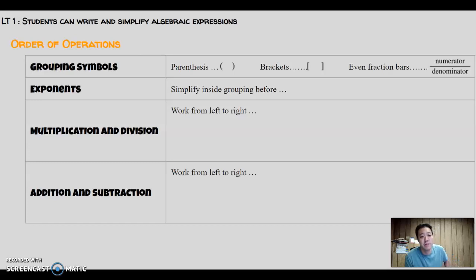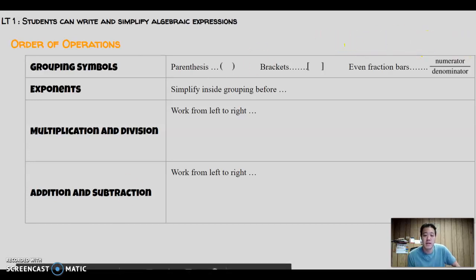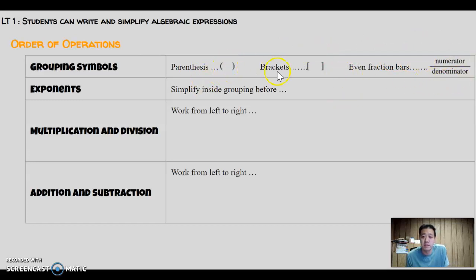We've got to finish up some notes from yesterday going over LT1: students can write and simplify algebraic expressions. Let's look at, hopefully a familiar topic, order of operations. There are grouping symbols here: parentheses and brackets, and even fraction bars. A fraction bar is a grouping symbol because it splits the expression into a numerator and denominator.